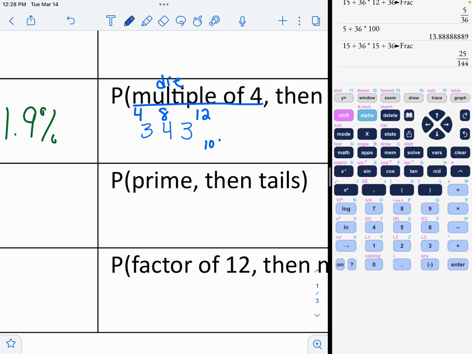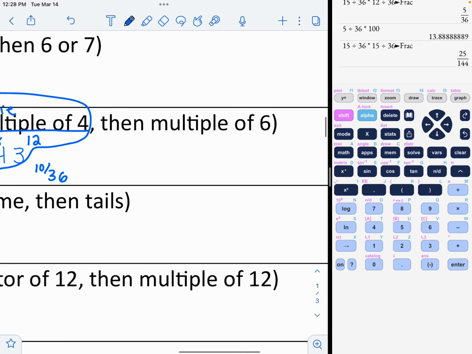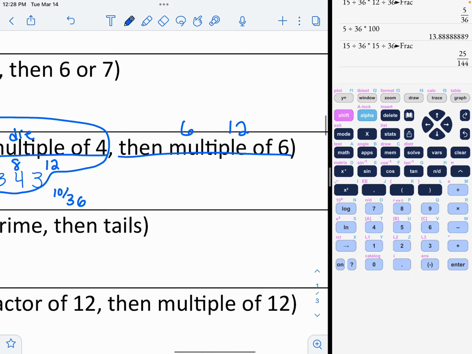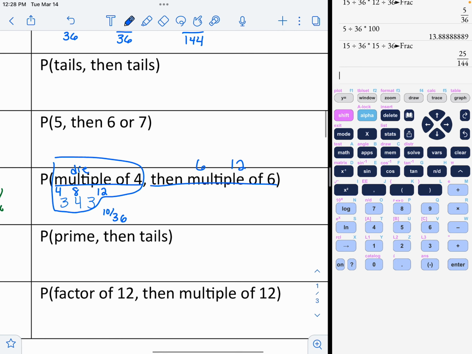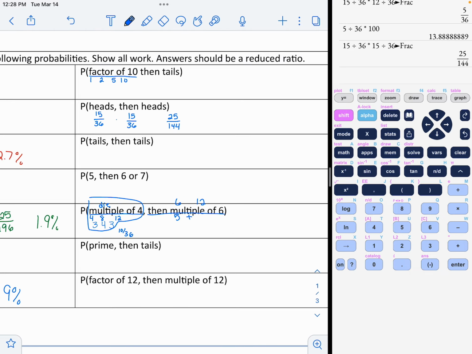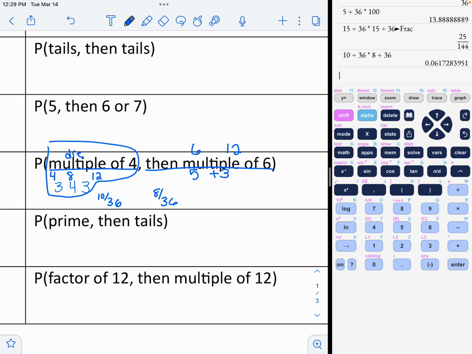That would be a 10 out of 36 for this entire item right here. And then a multiple of 6. Oh, multiple of 6. So we'd go back to our number die. 6 and 12. So how many times did we get a 6? We got a 6 5 times. And how many times did we get a 12? We got a 12 3 times. So that would be 8 out of 36. So it'd be 10 out of 36 times 8 out of 36. Math, enter, enter. So it'd be a 5 out of 81 chance.